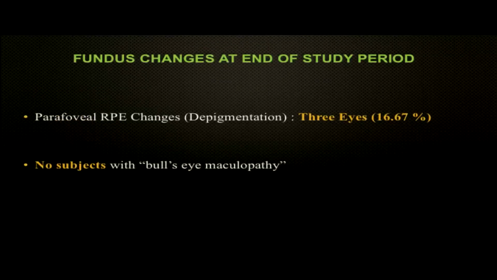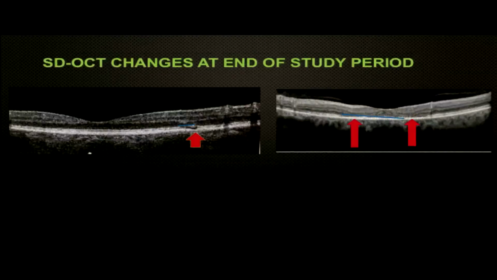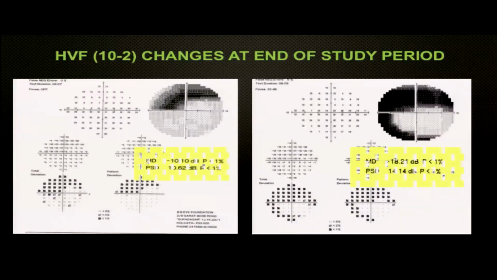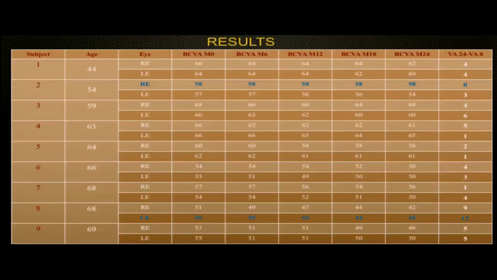Fundus change at the end of the study period. Depigmentation was there only in 3 eyes, and no eyes had Bullseye Maculopathy. The SD-OCT changes showed ellipsoid zone disruption in a few subjects, and we measured them manually with a caliper. 1 subject had a cystic change as is shown here. And of course in all the subjects there was an increase in the PSD at the end of the study period as compared to the time of inclusion.